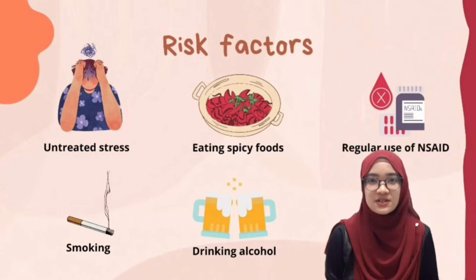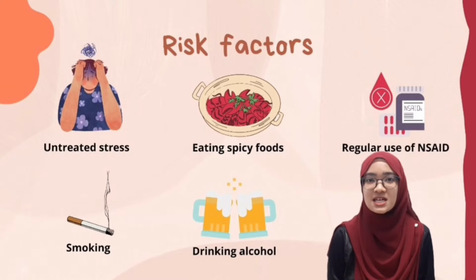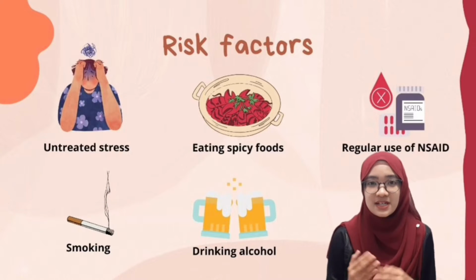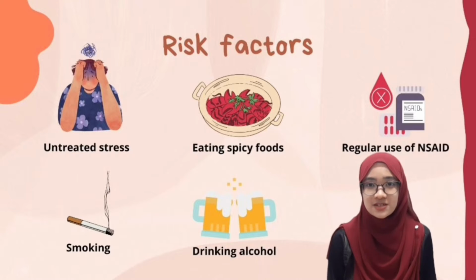The risk factors of peptic ulcer are common in people that have untreated stress, consume a lot of spicy food, and regularly use non-steroidal anti-inflammatory drugs. Smoking, especially in a person who is infected with Helicobacter pylori, as well as drinking alcohol. These factors basically will increase the amount of stomach acid. Regardless of that, these factors alone do not cause ulcers, but they can make the ulcers more difficult to heal.